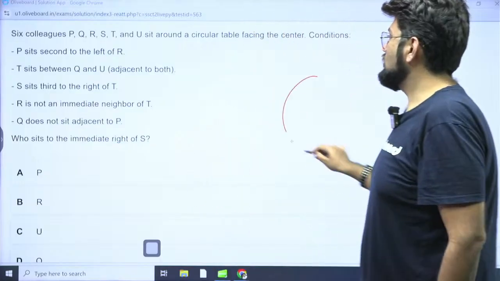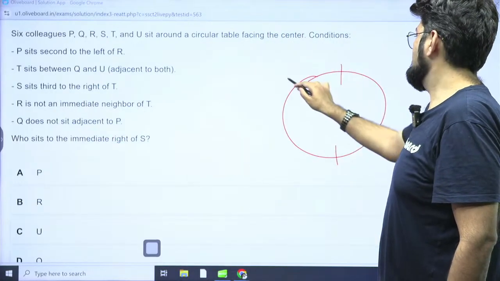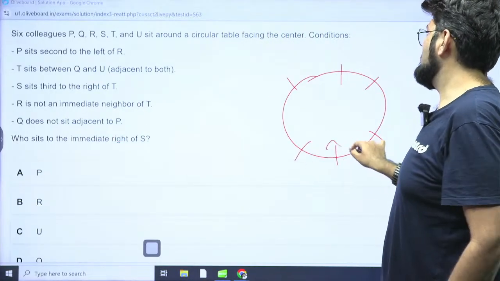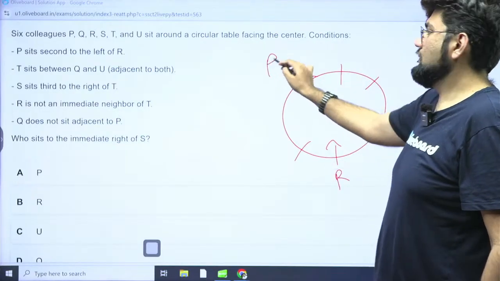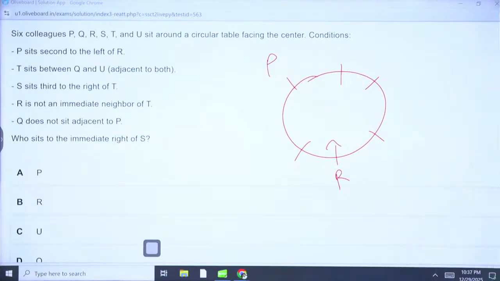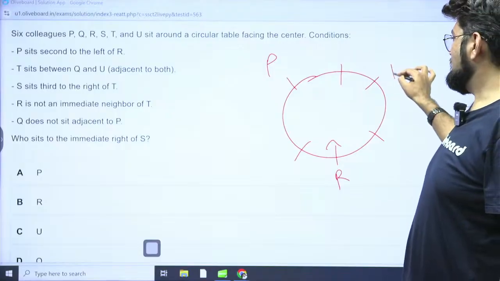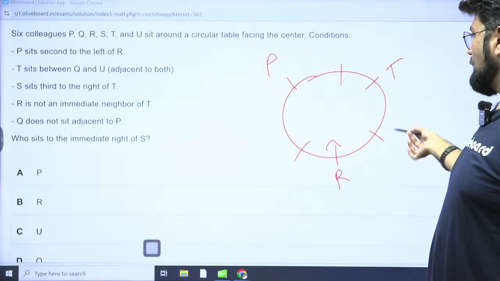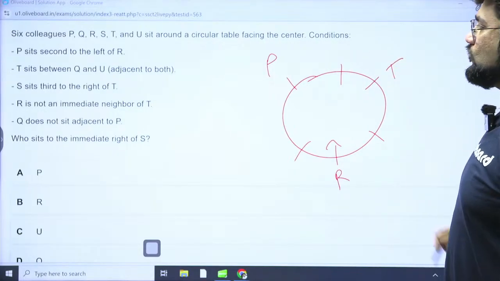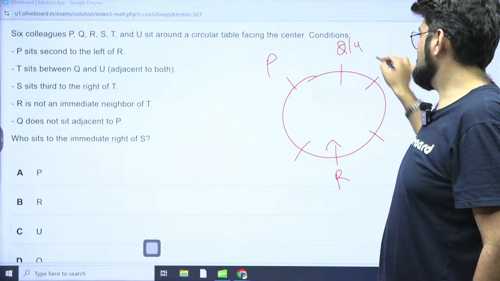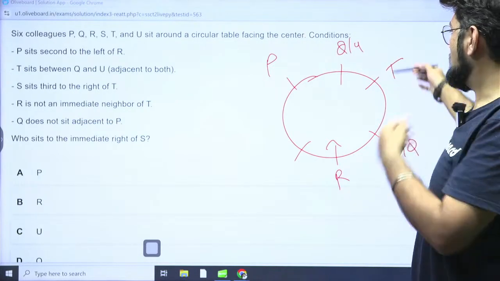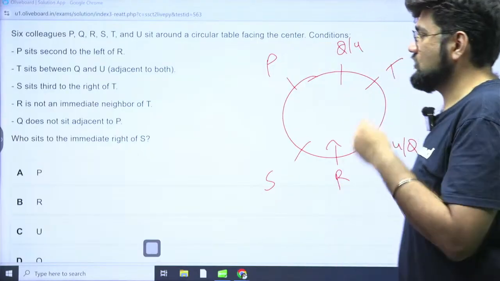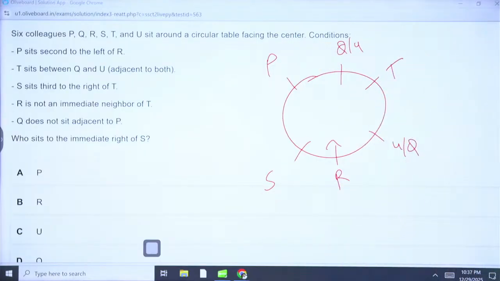Six colleagues sit around a circular table facing the center. Conditions: P sits second to the left of R. So this is R, this is P. T sits between Q and U. So it has to be here, no? Don't you think? And Q and U both will be here. Okay. S sits third to the right of T. S is only here, there is no other option. R is not an immediate neighbor of T. We already know that, I believe. There was no other place.